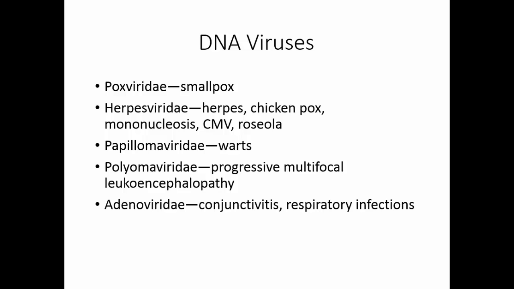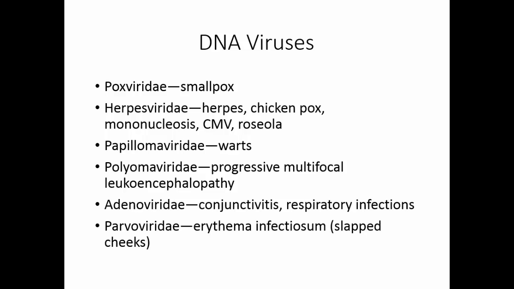The Adenoviridae have a group of viruses that are involved in causing conjunctivitis and respiratory infections. And the Parvoviridae has a virus that causes erythema infectiosum. This is a disease where the individual's cheeks turn bright red. It's sometimes called slapped cheeks disease. This is kind of a wimpy virus.